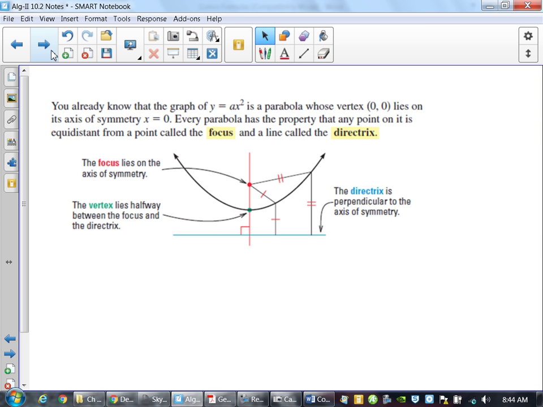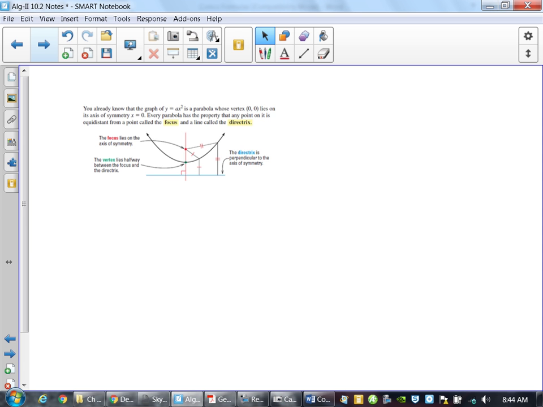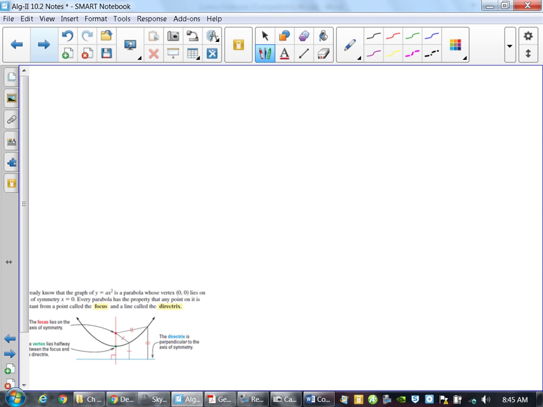So you know what a parabola looks like. You know that for anything that's y equals x squared, we know that it's always going to be some sort of an up, like a cup. If that value of a is negative, it would then be down, like a frown.